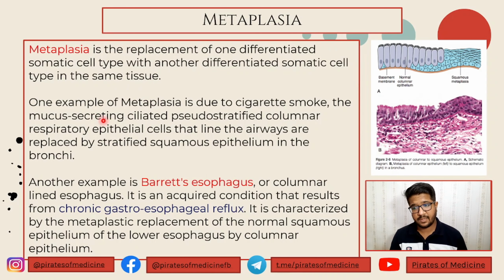Another example, here you can see, due to cigarette smoke, the mucus secreting ciliated pseudo-stratified columnar epithelium that lines the respiratory airways is changed to stratified squamous epithelium. Another classical example is Barrett's esophagus, in which, basically due to chronic gastroesophageal reflux, the normal squamous epithelium of the lower esophagus is replaced by the columnar epithelium. This is called intestinal metaplasia because now the cells of the lower esophagus resemble the intestine.